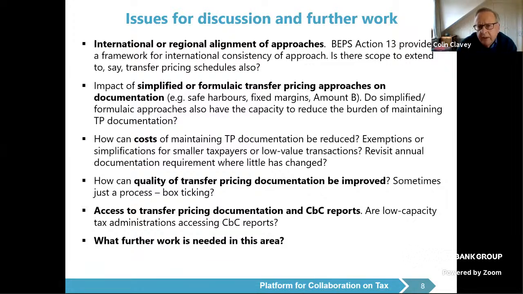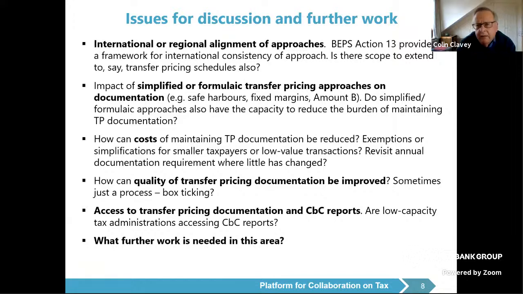The first one is to do with the international and regional alignment of approaches. I think all of us think it's very advantageous, both to tax administrations and taxpayers, to have some sort of international consistency of approach. And of course, we've seen moves in this direction under BEPS Action 13 with a common template for the master file, for example, a common template for local filing, and of course for country-by-country reporting. And we were wondering whether there's scope to extend this advantage into other parts of documentation also.